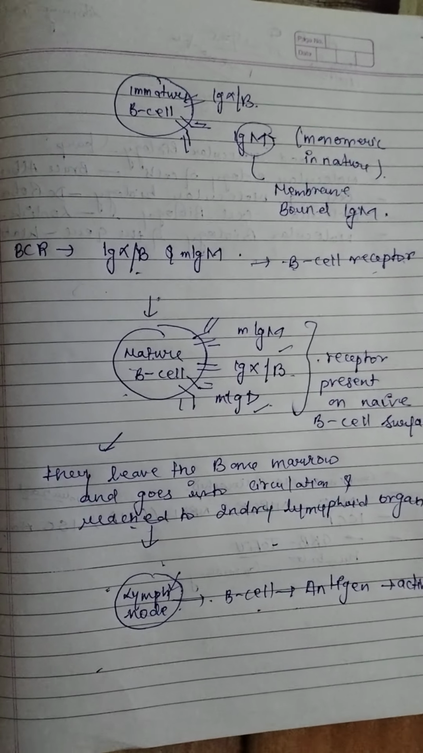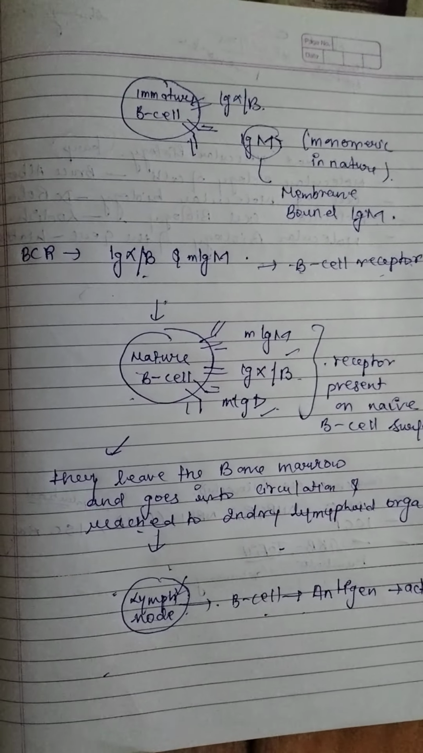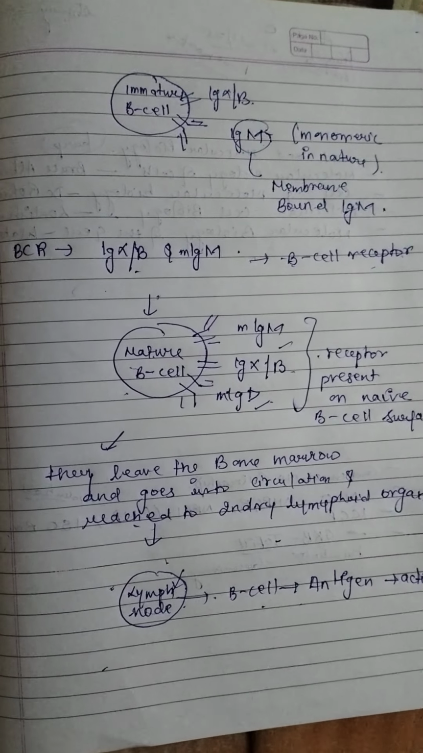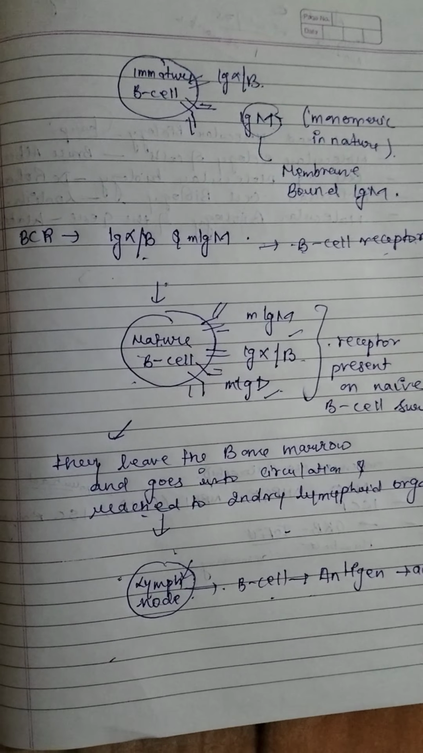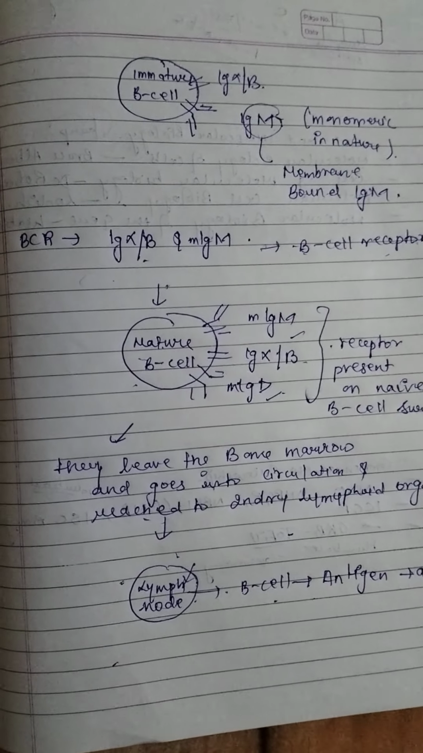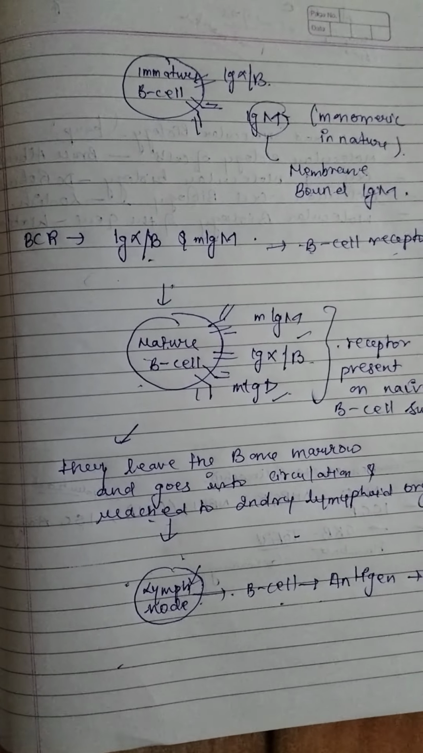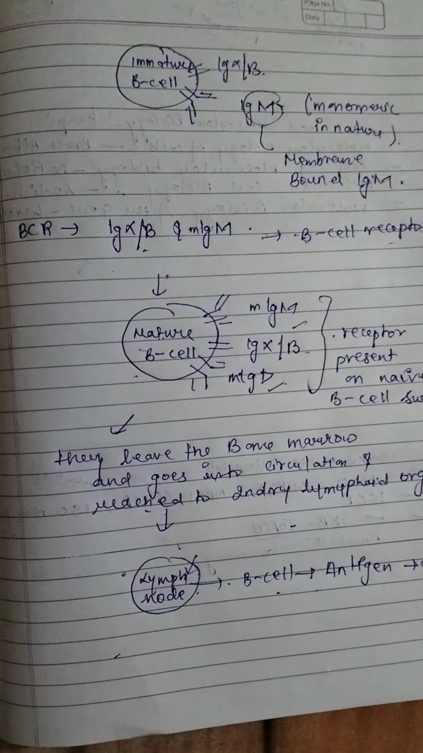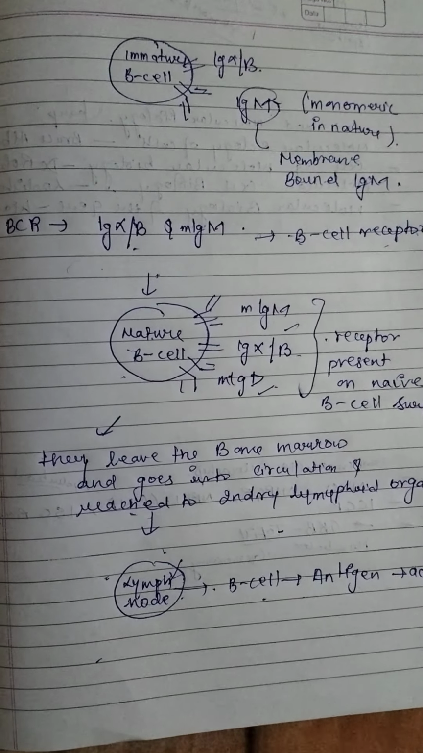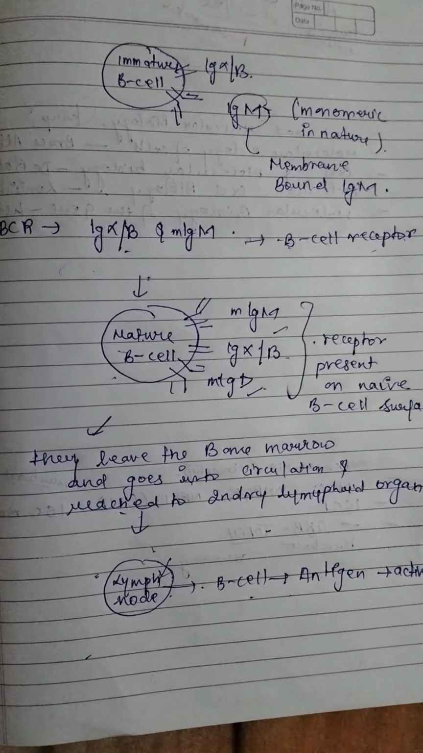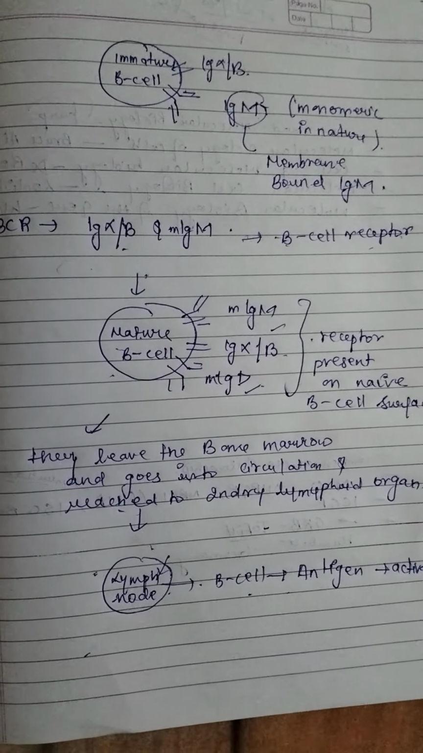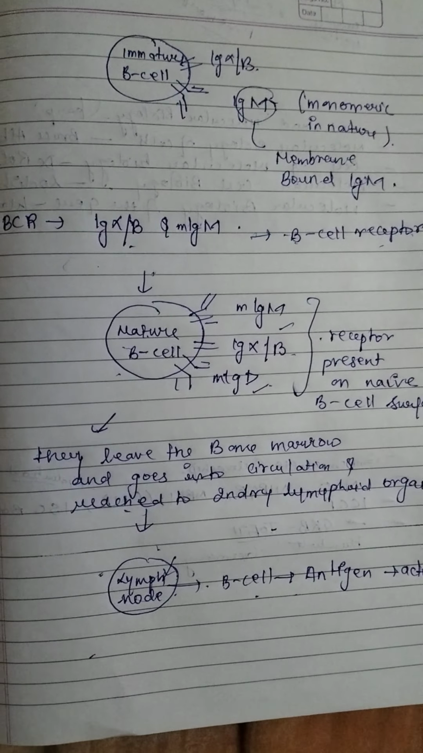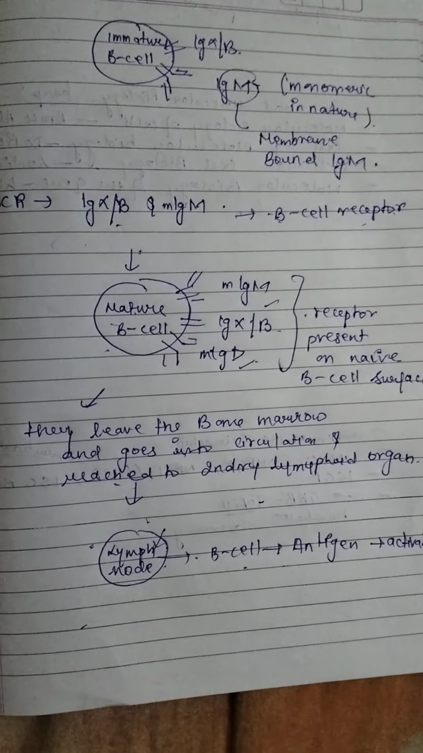One point is left. Ig alpha and beta and membrane bounded IgM together are known as the B cell receptor. In competitive exams or any entrance exam, the examiner asks about B cell receptors. These B cell receptors are Ig alpha beta and membrane bounded IgM.